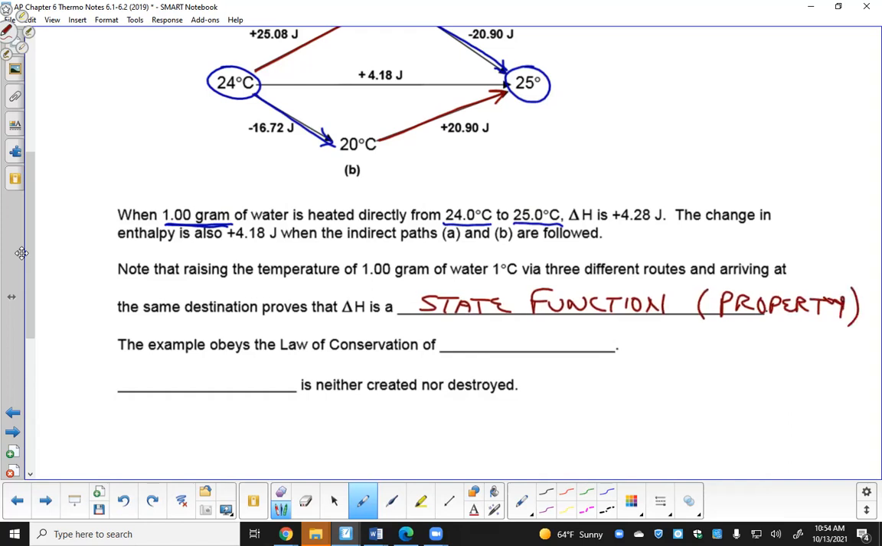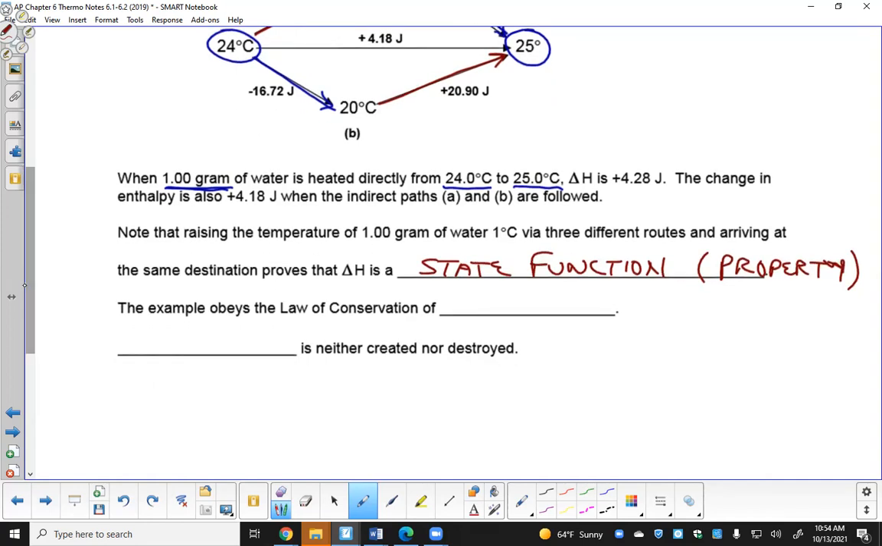Which one your book likes to use. The example obeys the law of conservation of energy, which tells us that energy is neither created nor destroyed.